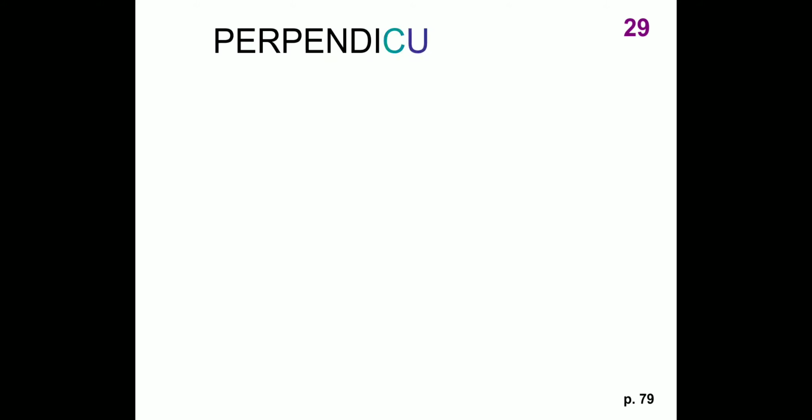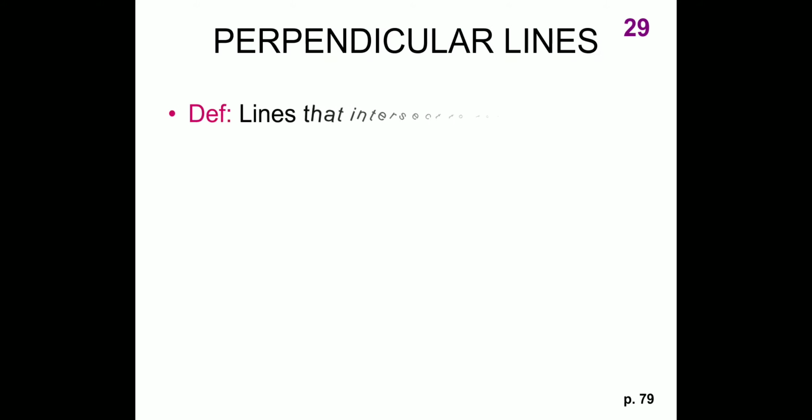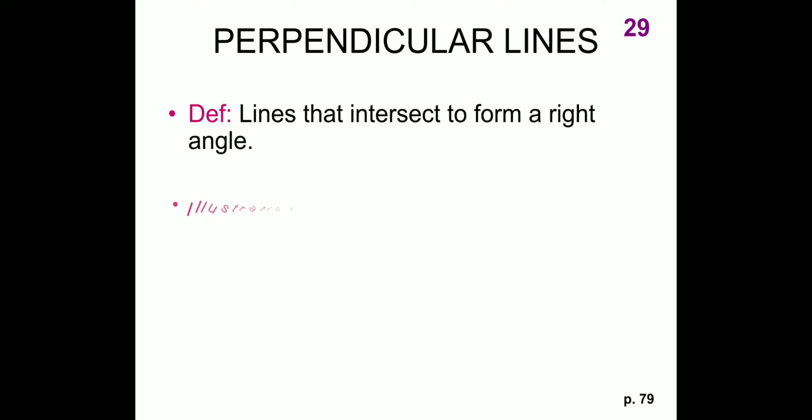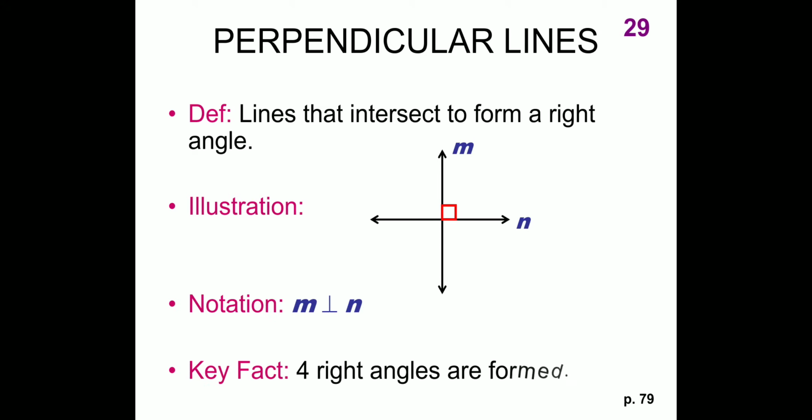Now let us see perpendicular lines. Definition: lines that intersect to form a right angle. So these are lines which intersect and form a right angle. In this figure you can see that they are intersecting, meaning they are touching together and forming a 90-degree angle, which is known as a right angle. The notation for it is M is perpendicular to N, and this is the sign of perpendicular.